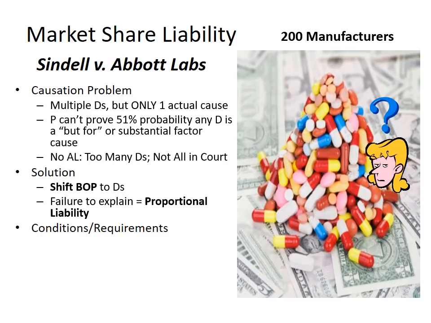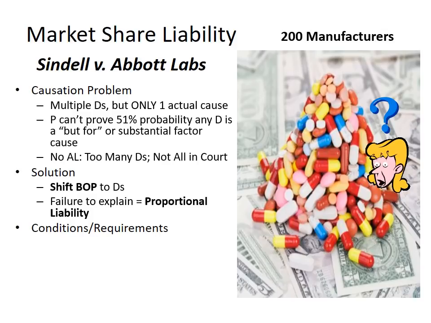Now, that's just the first part of the solution. The second part is that the manufacturers would not be jointly responsible for the entirety of the plaintiff's loss. Whichever manufacturers are not able to exculpate themselves would be held proportionally liable. That means that they'd be held responsible based on their market share. And so the court would have to determine, and they would have to produce evidence as to, how much of the market they had controlled at the time that the plaintiff's mother had taken these pills.